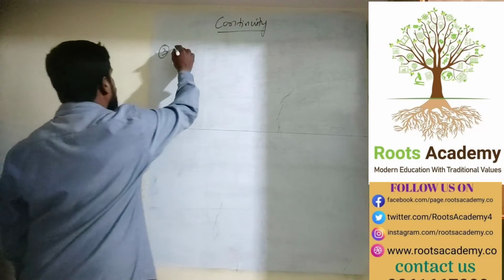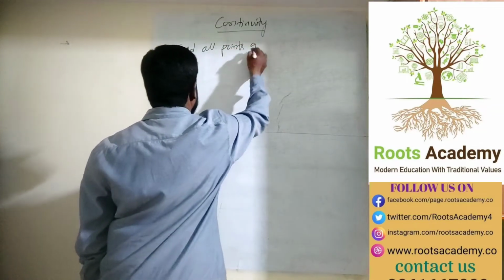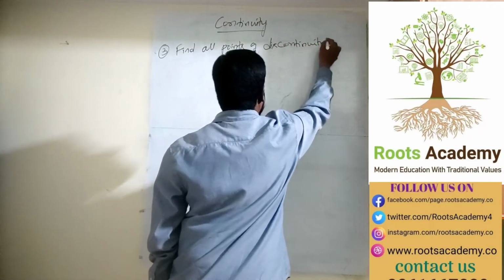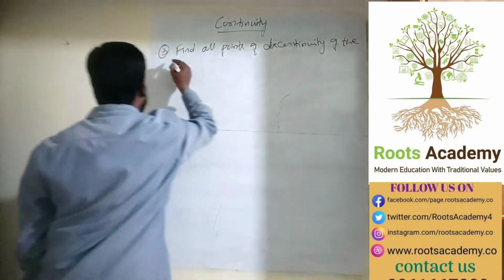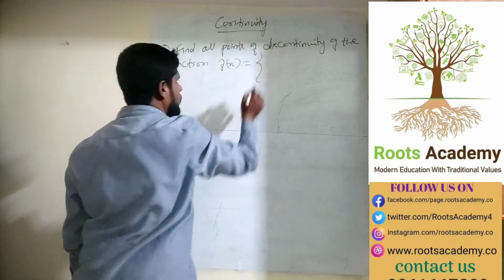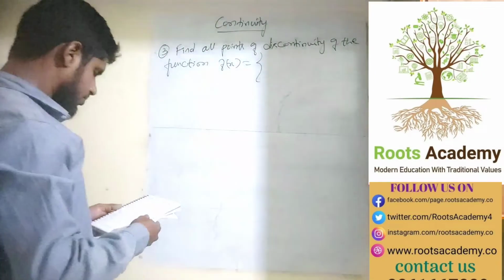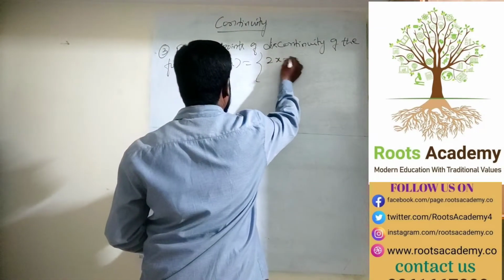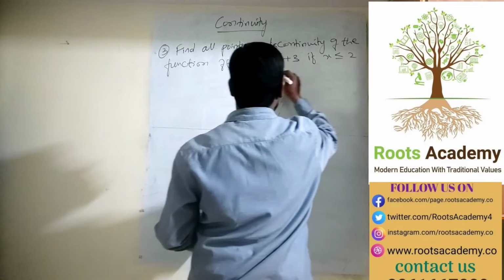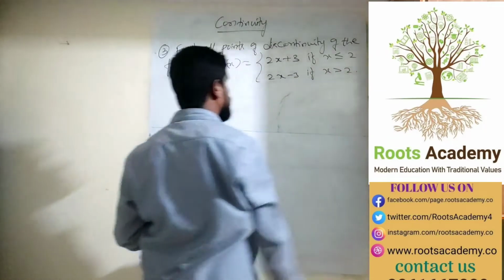That is, find all points of discontinuity of the function f of x is equal to 2x plus 3 if x less than or equal to 2, 2x minus 3 if x greater than 2.